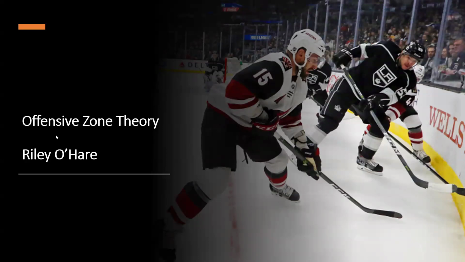One of the things that we do is just talk about a universal offensive zone system, and one of the ways that we can do better in evaluations is just to make sure that we have a system in place. And I'm going to talk about the 2-1-2 offensive zone theory.